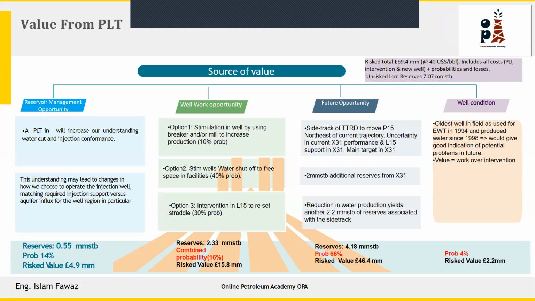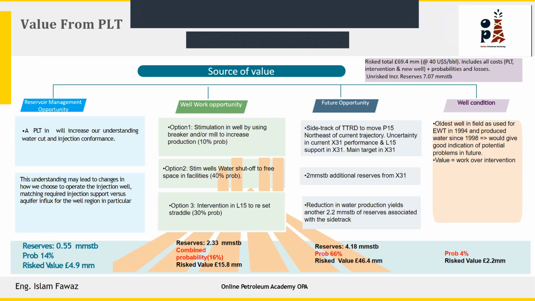This understanding may lead to change how we choose to operate the injection, how to achieve the optimum VRR, and how to trade off between the aquifer influx or the injection rate. If we are decreasing the injection rate, if we are understanding the injection conformance, this leads to reserves around 0.55. This is the probability, based on your understanding and your technical stuff. When we set together, the probability is around 40%, or going to some technical metrics assessment, this is around 40%. The risked value is around $4.5.